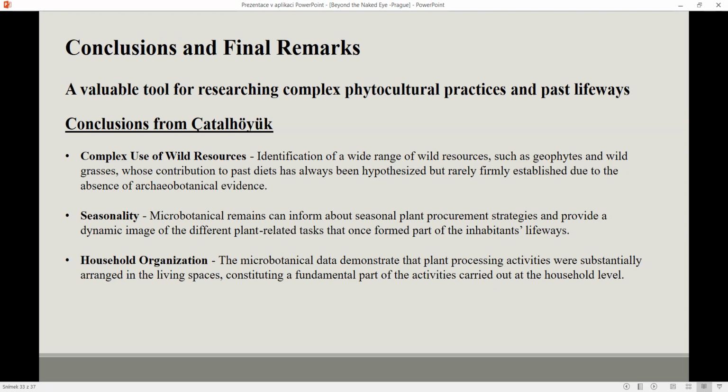And finally, I think we have demonstrated that microbotanical analysis can also be used to address complex questions like household organization, where the microbotanical data demonstrate that plant processing activities at Chateauroux in these houses were substantially arranged in the living spaces, and this formed part of the daily activities that once took place in these houses.